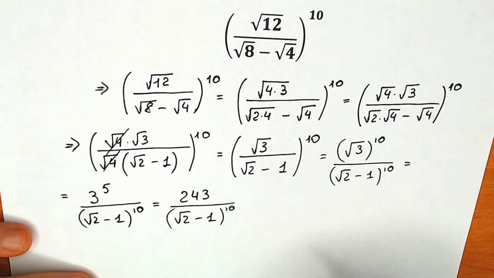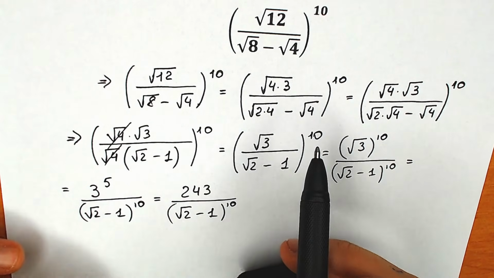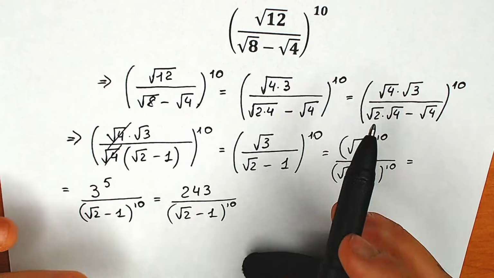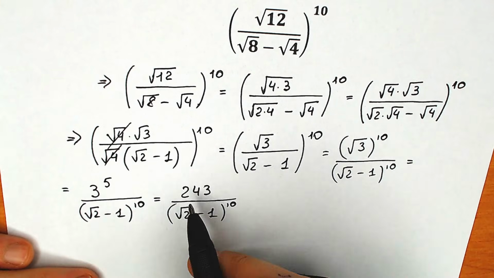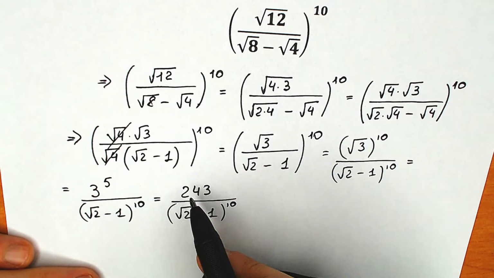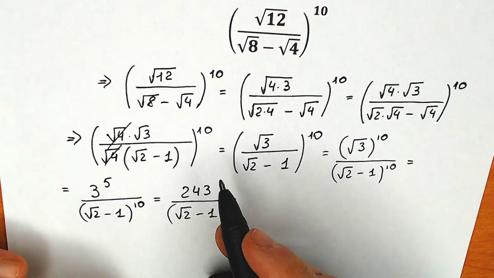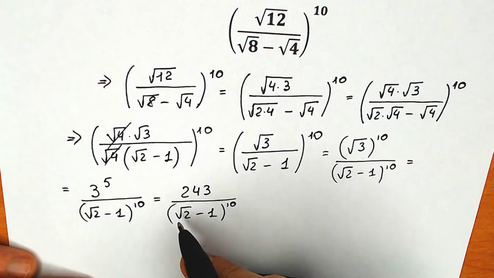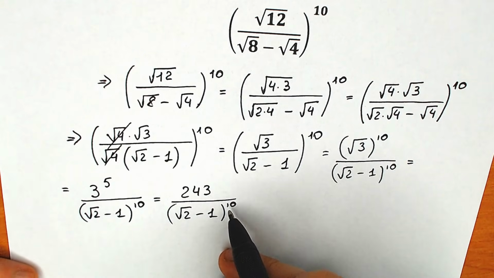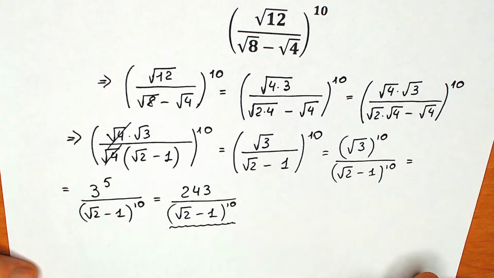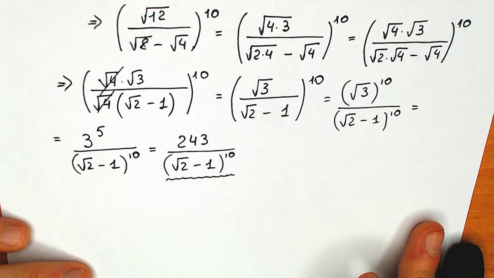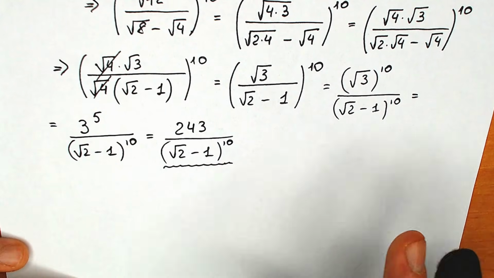So this is our first step. According to basic school algebra properties, we simplify, we evaluate something, we factor something, and this is our first step. Right now we have a really great numerator, 243, so we can't simplify this more, but we have the denominator, so we still have this 10th power. Right now we have to evaluate this expression, the square root of 2 minus 1 to the power 10. And right now I'm going to show you the method. How can we do this?